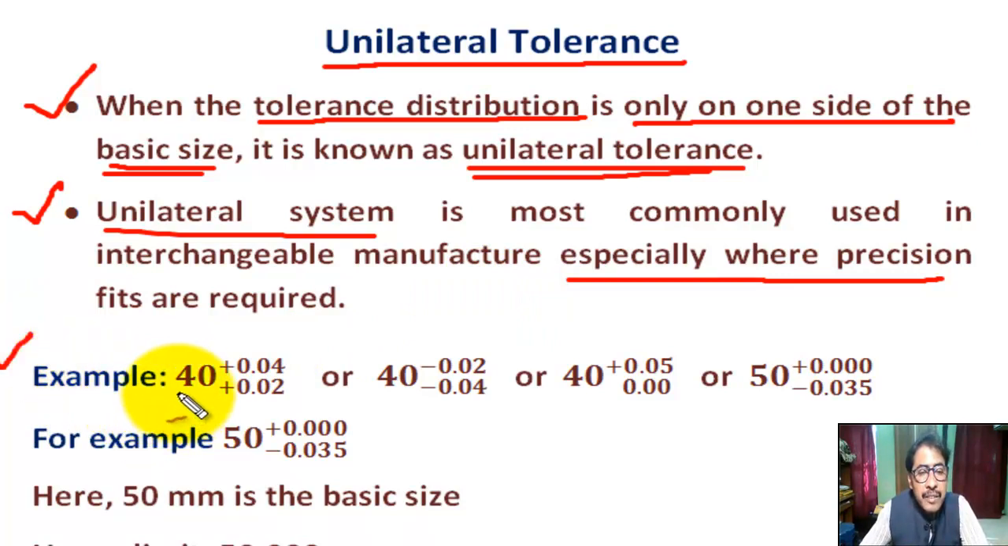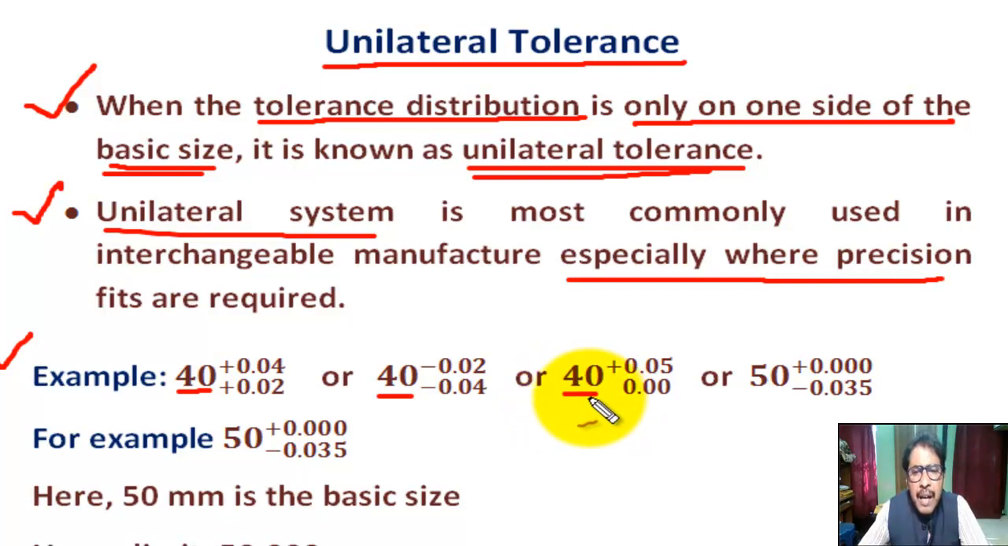Example of unilateral tolerance. Here basic size 40, upper limit 0.04, lower limit 0.02, both are above the basic size. Here basic size 40, upper limit 0.02, lower limit 0.04, both are below the basic size.